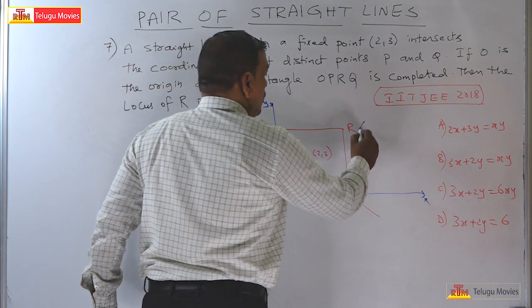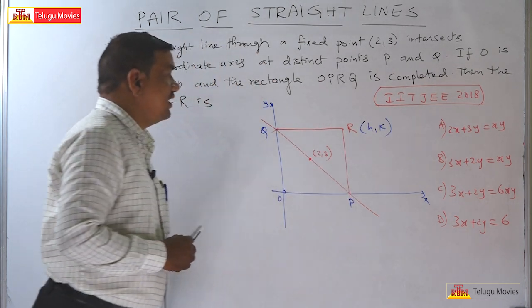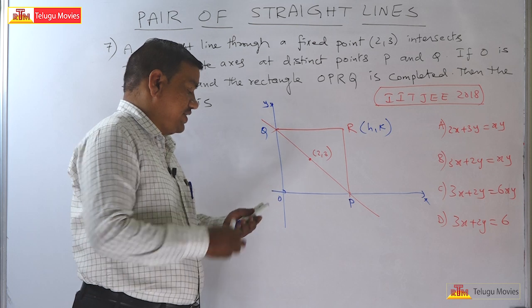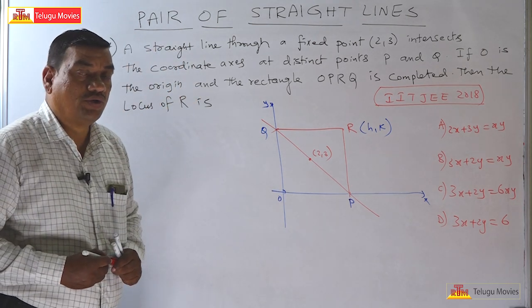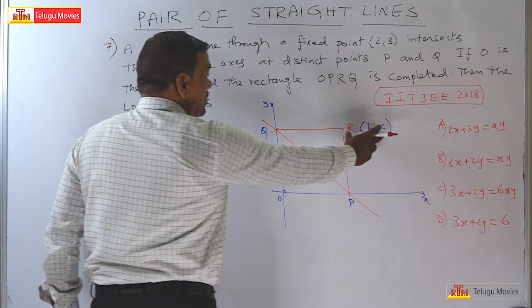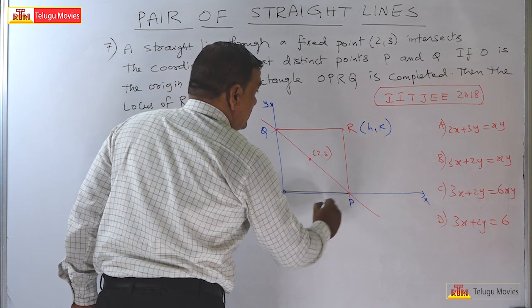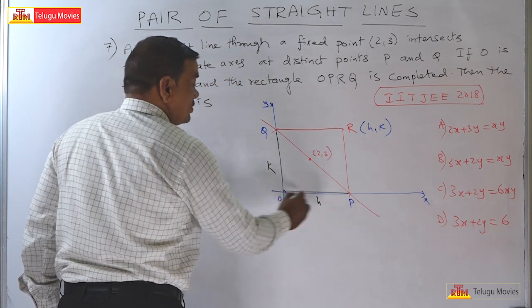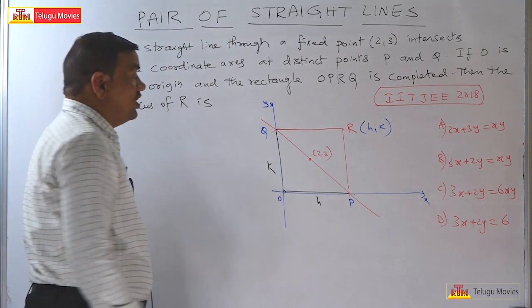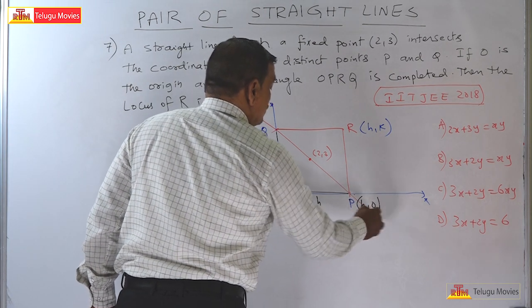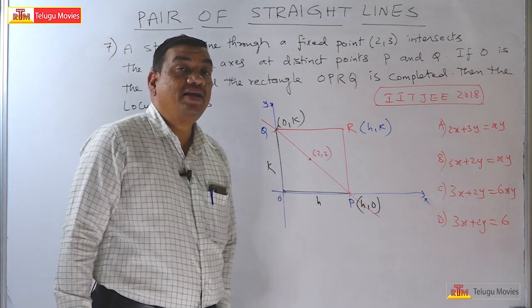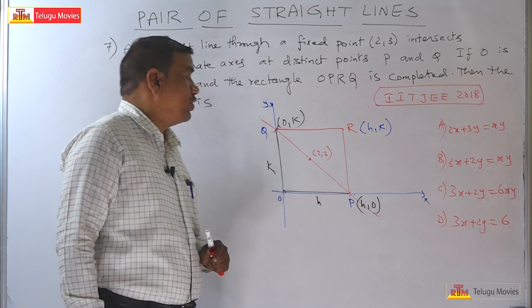R will change. So let R be H comma K. Then how to proceed with this problem? When you are saying OPRQ is a rectangle, angle P is 90 degrees and angle Q is 90 degrees. So when R is H comma K, this length will be H and this length will be K. That is, OP length will be H and OQ length will be K. Therefore, point P will be H comma 0 and point Q will be 0 comma K.